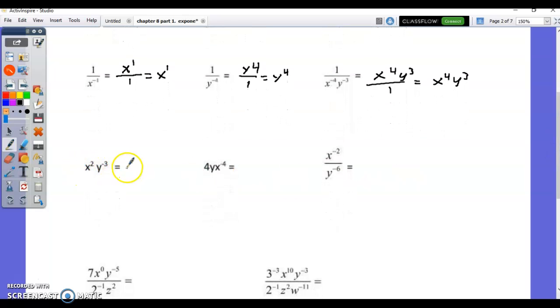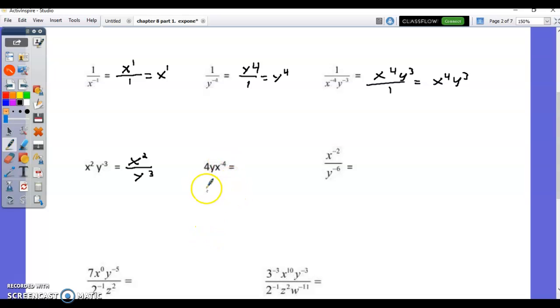So if I look at this, I'm going to draw my fraction bar again. I have an x to the positive 2, so that's going to stay what I like to call on the top of the fraction because we're not changing it. If I moved it to the bottom, it would become a negative. And this y to the negative third is going to go to the bottom and become a positive 3. And now we are dealing with both positive exponents.